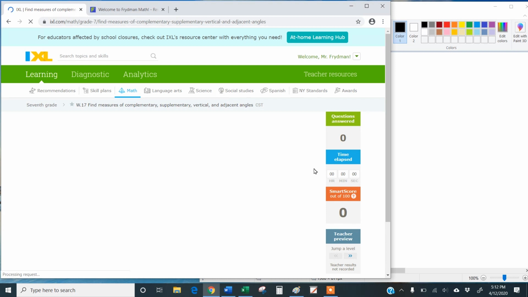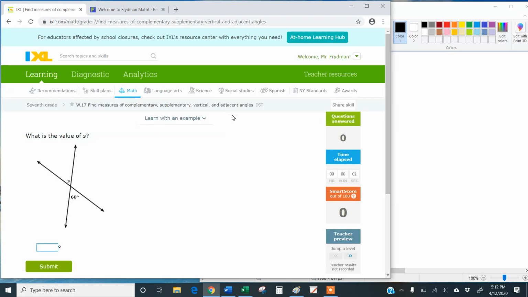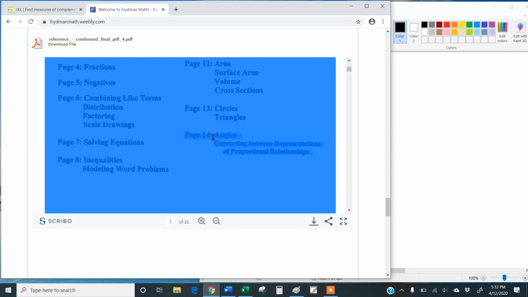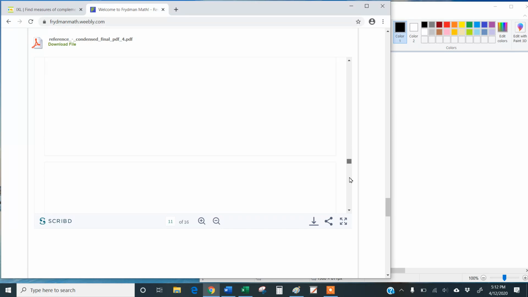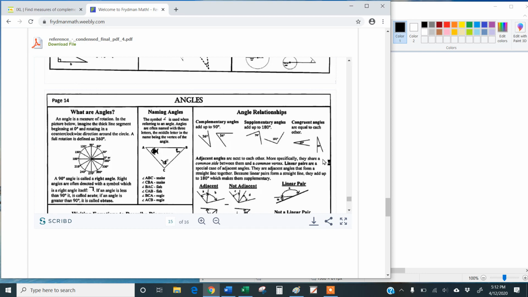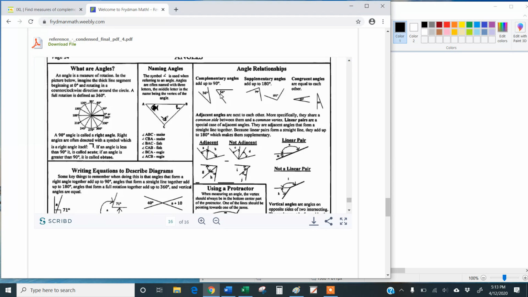And we talked about this earlier, but just to remind you what all of those words mean, over here on the reference pages on page 14, here we are, page 14. So complementary angles add up to 90 degrees. Supplementary angles add up to 180 degrees. Congruent angles are equal to each other. Adjacent angles are next to each other. More specifically, they share a common side and a common vertex.